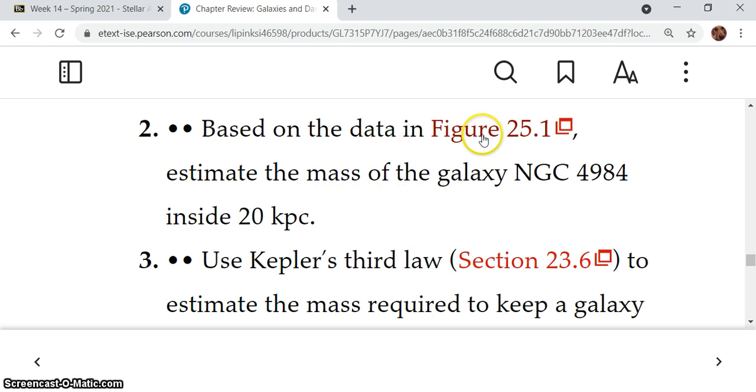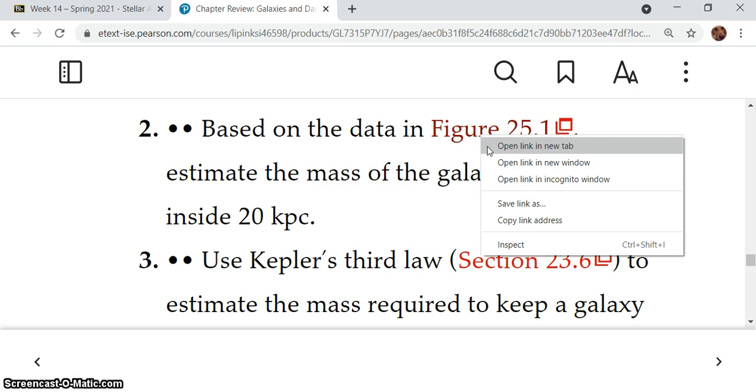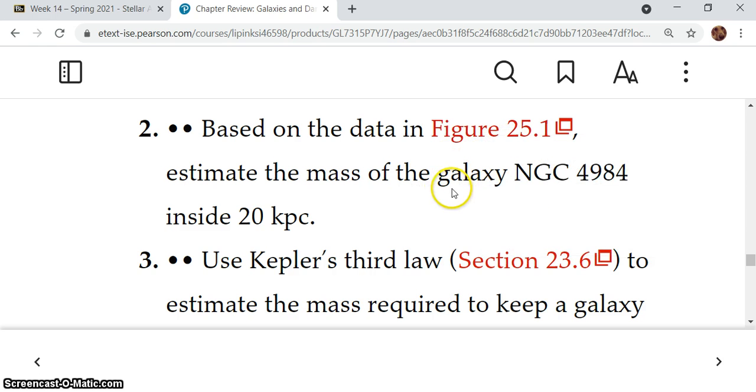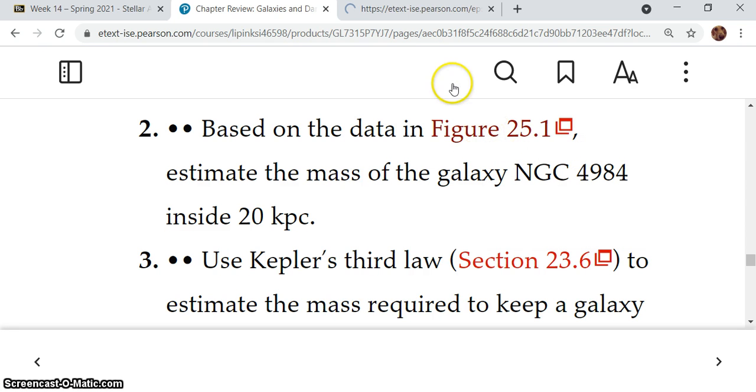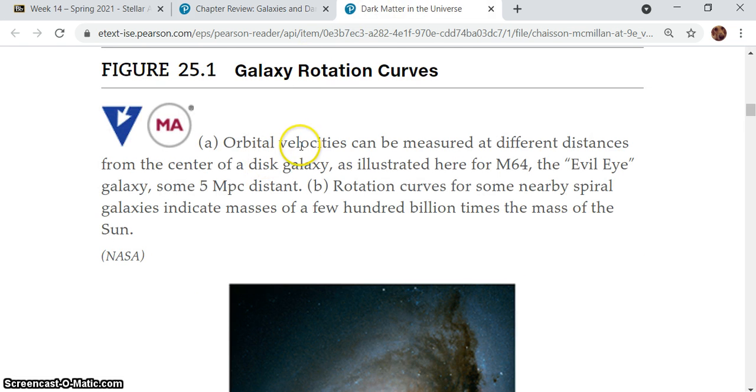So here, let me open up this figure real quick so you guys can see it. Estimate the mass of the galaxy, hold on, NGC 4984. That's the one at the top. When you look at this, all right, so let's switch over to this. Hopefully it'll keep recording. Yes, it's still recording.